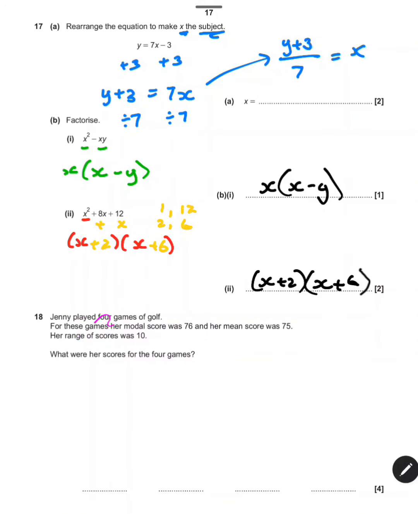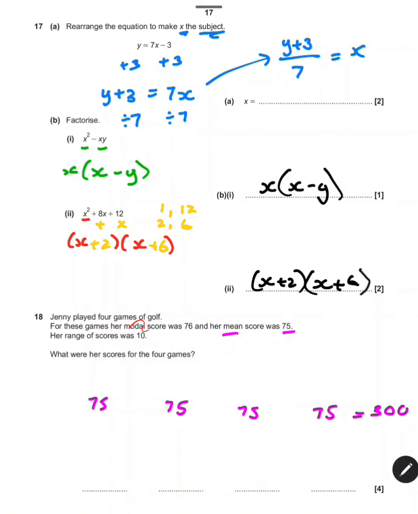For question 18, we've got Jenny playing 4 games of golf and her modal score is 76, her mean score is 75. When you've got unknown numbers but you know that the mean is 75, you can pretend first that they're all 75, and what that will do is tell you what they all add up to. So we've got 4 lots of 75, you can add these together. Well, 2 times 75 is 150, so these will come to 300.